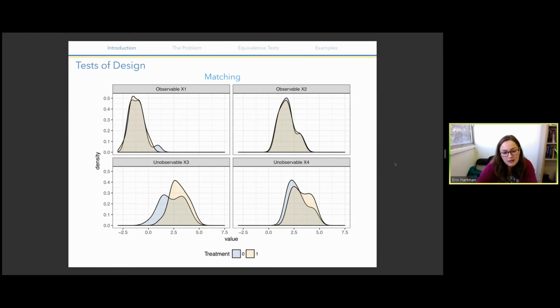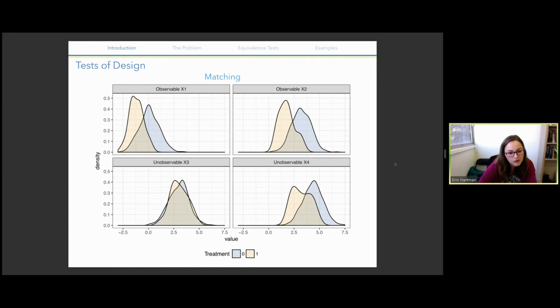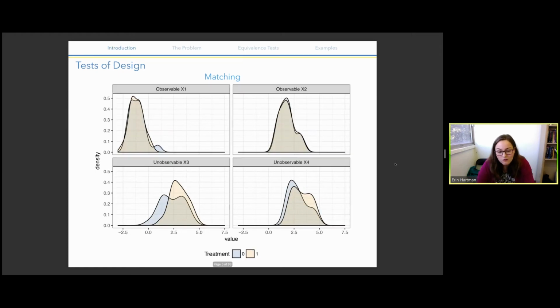Our identifying assumption hopes that the unobservable covariates look the same. It's hard to say. This is just kind of showing why we can't ever prove unconfoundedness. Unobservable X3 is really important, a strong prognostic variable. In some sense, we've made the balance worse. Have we induced some sort of bias? Is there remaining confounding? We'll never know.